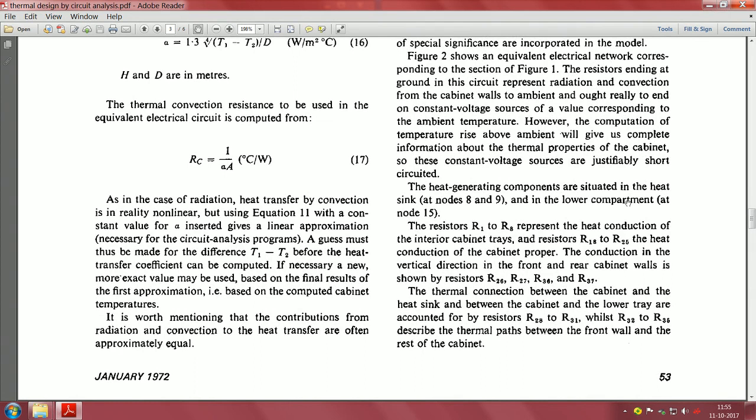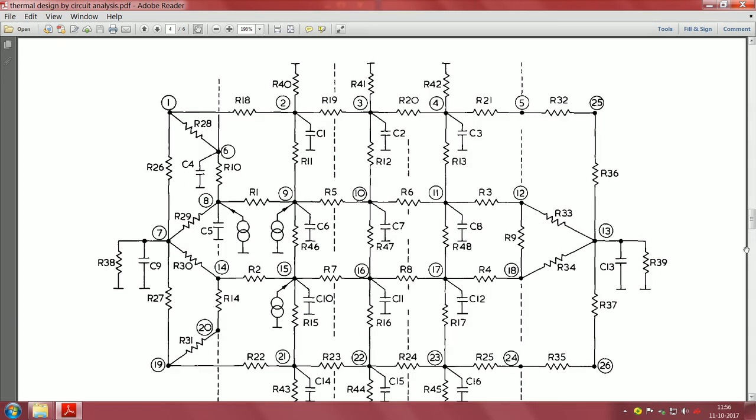Heat generating components are situated in the heat sink and in the lower compartment. The resistors R1 to R8 represent the heat conduction of the interior cabinet trays, R18 the heat conduction of the cabinet proper itself. Conduction in the vertical direction of the front and rear cabinets is shown by other resistors and so on. Connection between the cabinet and the heat sink and between the cabinet and the lower drawer is accounted for by resistors. They describe the thermal paths between the front wall and the other parts.